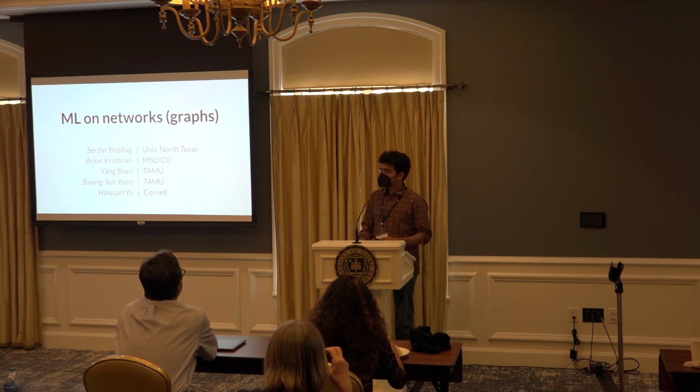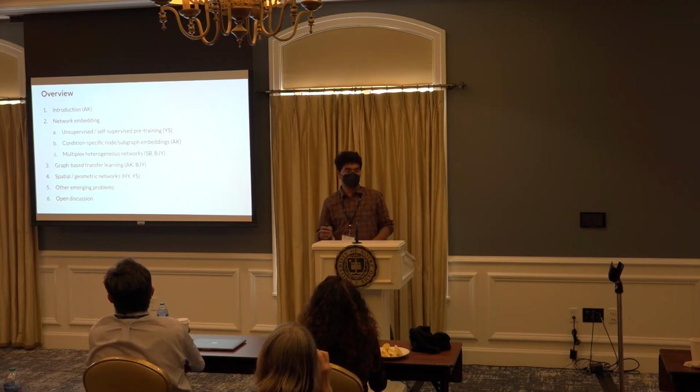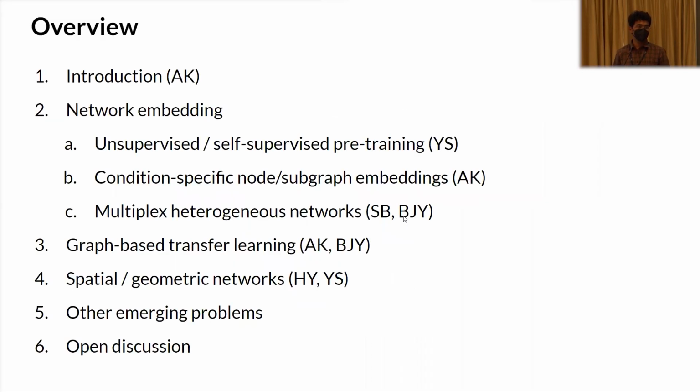So here is what we're going to do. This is a lot, so we're going to see how far we can go, and then hopefully cut some of the last parts. I'm going to introduce a very general framework to think about machine learning on networks. Not going to go into pros and cons, what is better and worse. And then we're going to talk about unsupervised and self-supervised training, condition-specific embeddings, and doing embeddings on heterogeneous graphs.